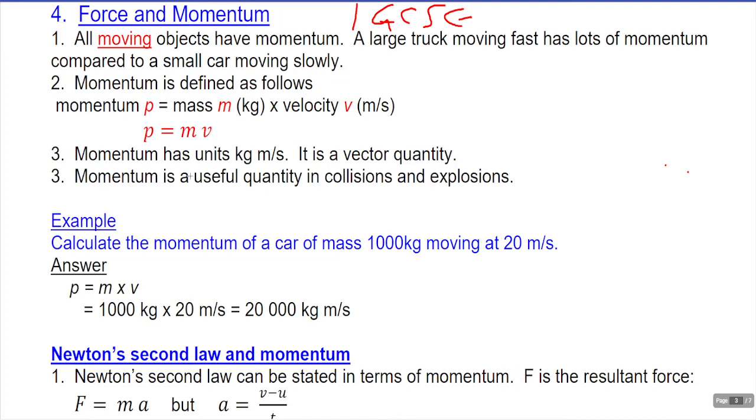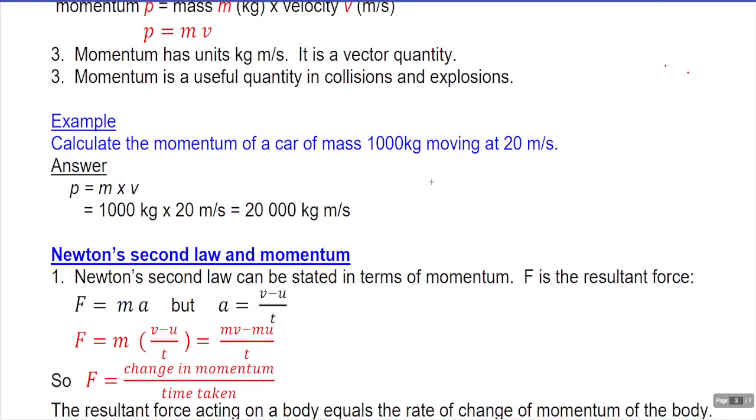Now, momentum is a useful quantity in collisions and explosions. I'm going to be looking at collisions and explosions a little later in this video. Now, let's start off by looking at an example.